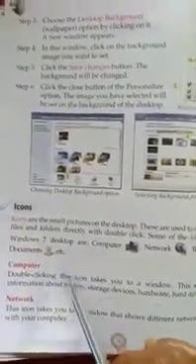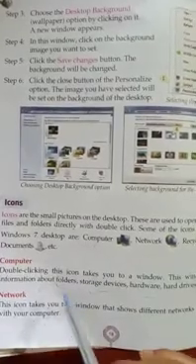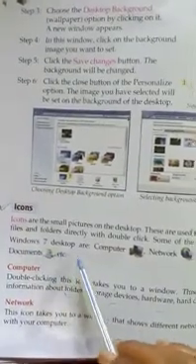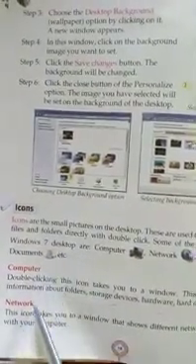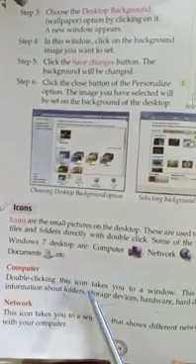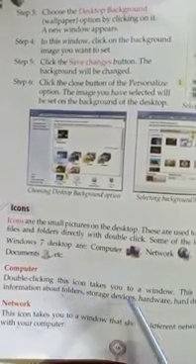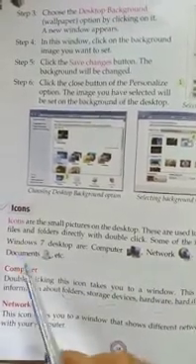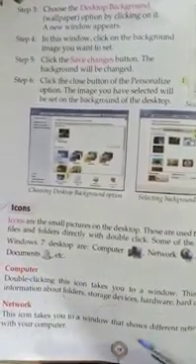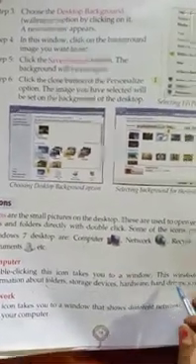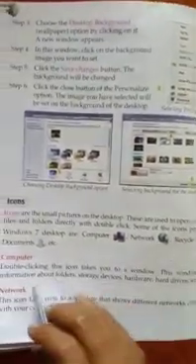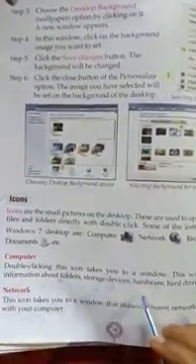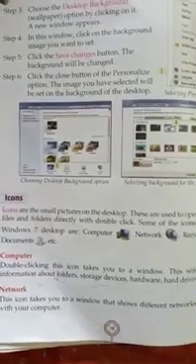So let's know about some icons that are present on the Windows 7 desktop. Okay, computer. Double clicking this icon takes you to a window. So dear my students, when you double click on the computer icon, it takes you to a window. That window gives you information about folders, storage devices, hardware and hard drives.